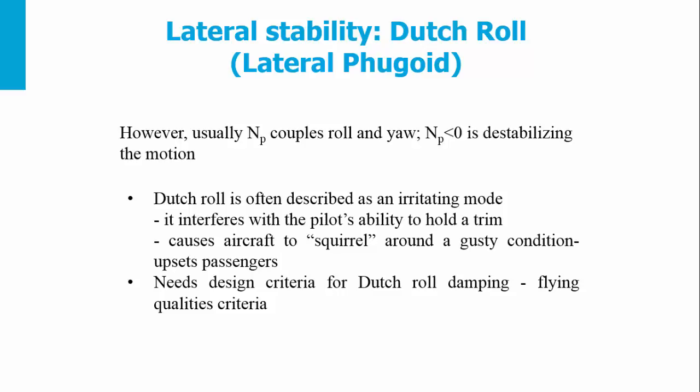Dutch roll is often described as an irritating mode as it interferes with the pilot's ability to hold the trim, and it causes the aircraft to squirrel around in gusty conditions, upsetting the passengers. Usually, therefore, we need certain design criteria for the Dutch roll damping. So we need flying qualities criteria to stabilize this mode. I will come later to the definition of flying qualities and what that means.